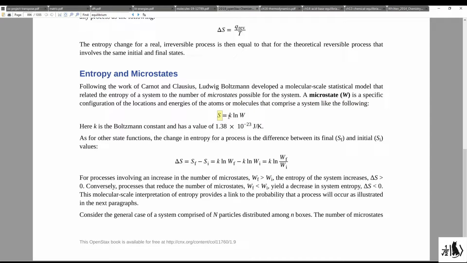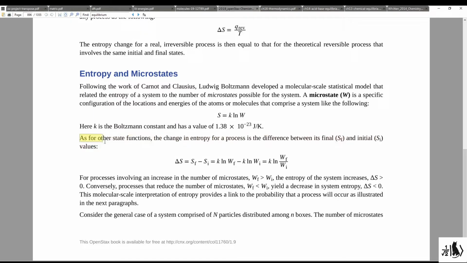So here we have S for entropy, k is some scaling factor, natural log of W, the microstate. Here, k is going to be the Boltzmann constant. It has a value of 1.38 times 10 to the negative 23rd joules per Kelvin.